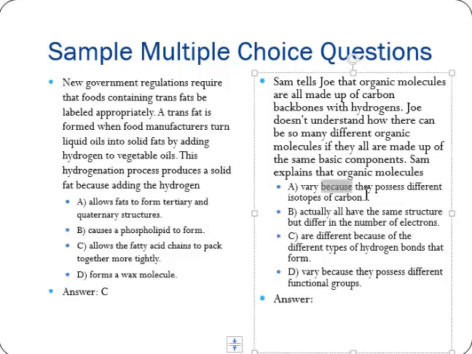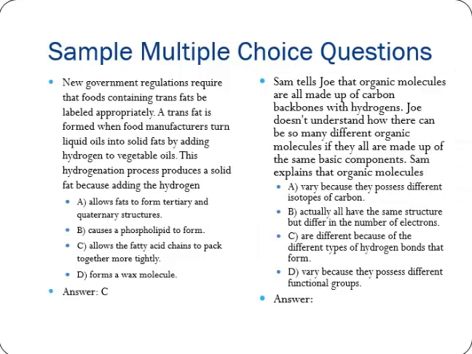A, vary because they possess different isotopes of carbon. Well, we didn't even discuss what isotopes are, but that means different types of carbon, but that has nothing to do with it. Well, organic and inorganic can contain the same kind of carbon. B, actually all have the same number but different structure, but different numbers of electrons. Not necessarily. That has to do with bonding, not different types of organic molecules, which are really based on the different numbers and types of bonds and things like that.